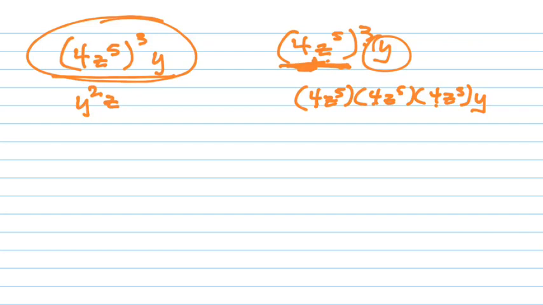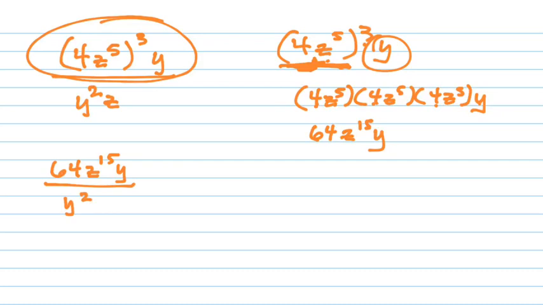4 times 4 times 4 is? 64. 4 times 4 is 16, times 1 more 4 is 64. Z to the 5th times z to the 5th is z to the 10. Be careful, add. Yep. Times another z to the 5th is z to the 15th. And all of that times y. Okay? So that's the top done.